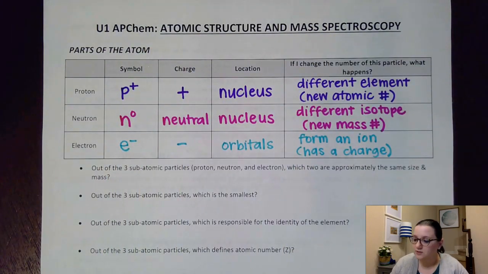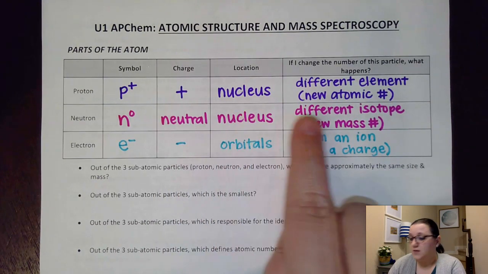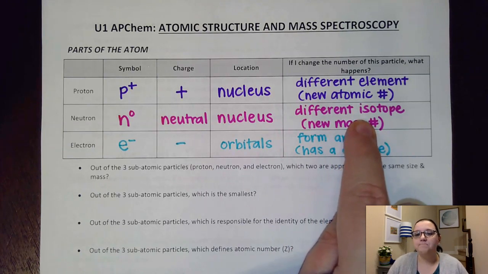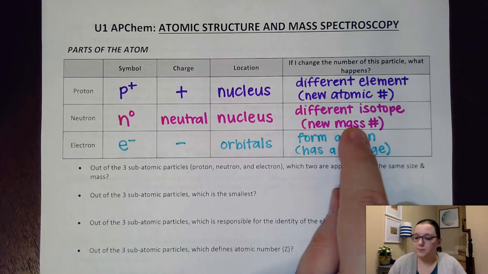Next, we have neutrons. Those are neutral. They're found in the nucleus. If I change the number of these, I keep the element the same, but I change what isotope of that element I have. As a reminder, we have something called mass number. Mass number is the number of protons and neutrons added together. It tells us what specific isotope of each element we have. And so if I change the number of neutrons, I also change what that mass number would be.